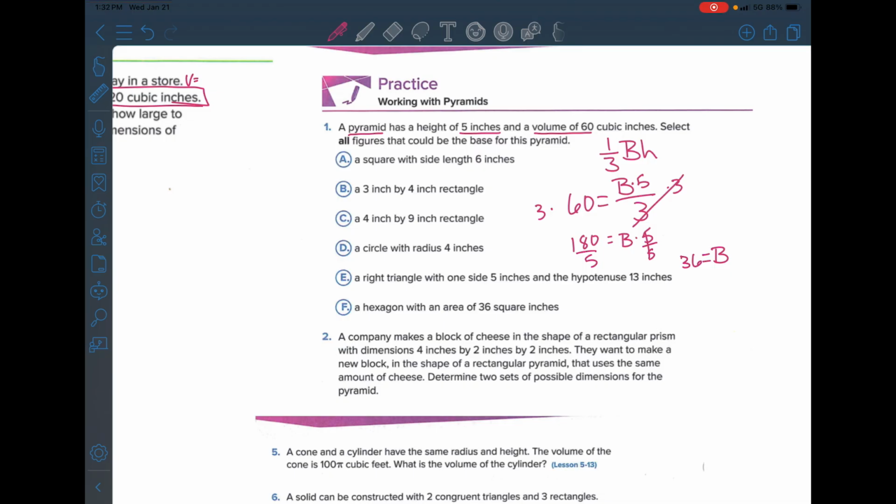It says to select all figures that could be the base for this pyramid. Capital B means the area of the base. So you need to find the area of each one of these and see if it equals 36. I'll just do one of them, a square with a side length of 6. We know that the square is s squared, which would be 6 squared. That equals 36. Since it does equal 36, this is one of them. You do the rest of these and see which ones equal 36.